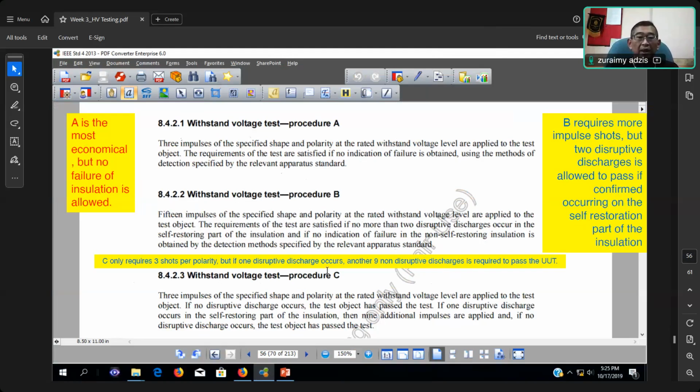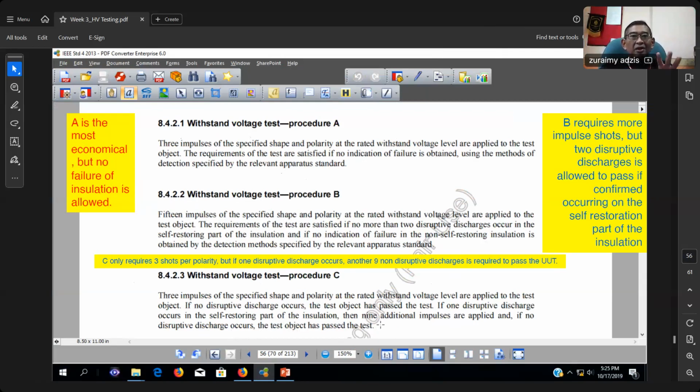And procedure C, look at my yellow box, only requires 3 shots per polarity. But if 1 disruptive discharge occurs, another 9 shots are required to pass. If you read further, out of the 3 impulses, any failure means you have to inject another 9, and see whether failures occur again. If no disruptive discharge occurs, the test object has passed the test.